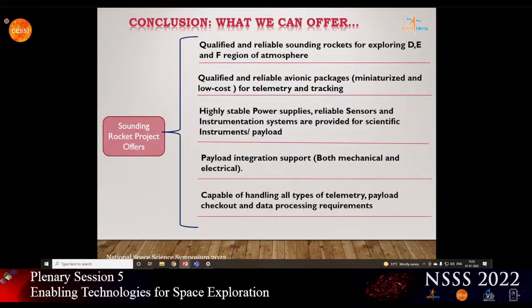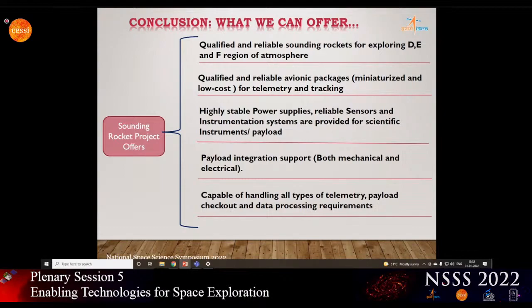At last, we'll conclude with the offerings that sounding rockets can give. We have highly qualified, reliable sounding rockets, and we can explore easily up to the D, E and F regions of the atmosphere. We have a very reliable, miniaturized, low-cost avionics system, which can provide telemetry as well as tracking of the sounding rockets, and highly reliable power systems, which are readily available with VSSC and can provide support to the space scientists for their instrumentation schemes as well as their scientific payloads.